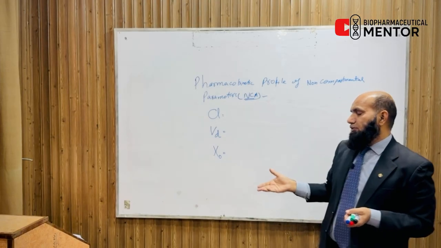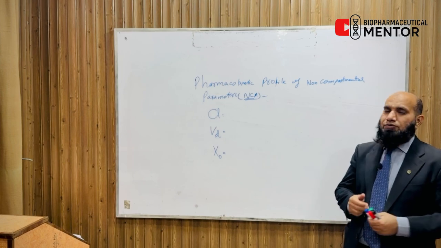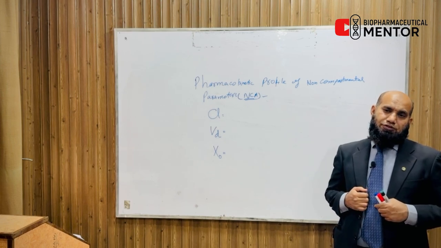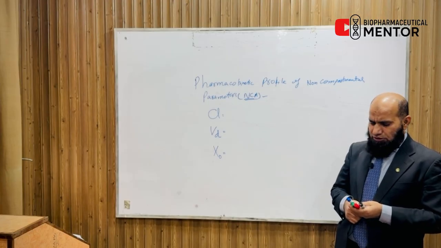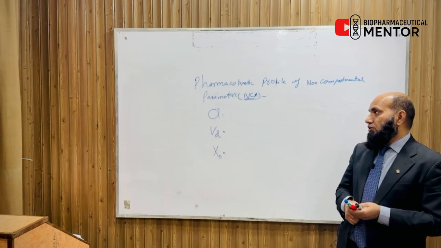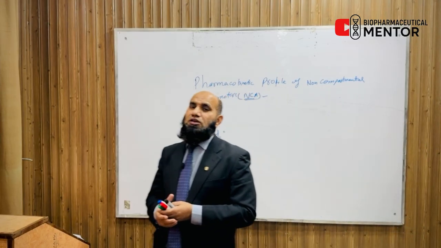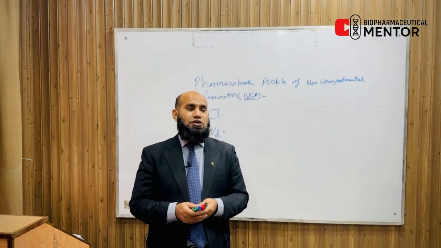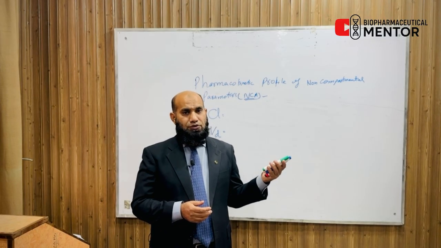What is the clearance of the drug? What would be the volume of distribution of the drug? And how can we decide the dose of the drug? In case of NCA, non-compartmental analysis, we can calculate clearance by using the simple formula of area under the curve, which is already explained in the previous videos.